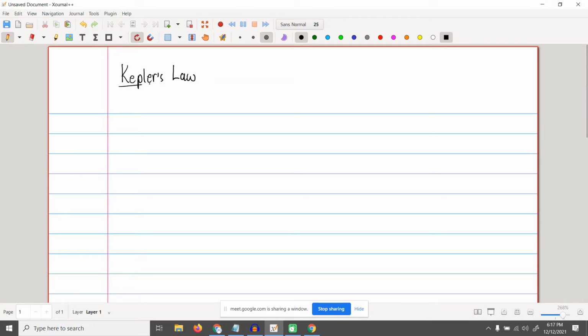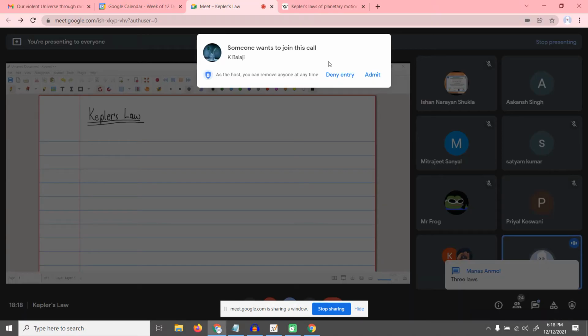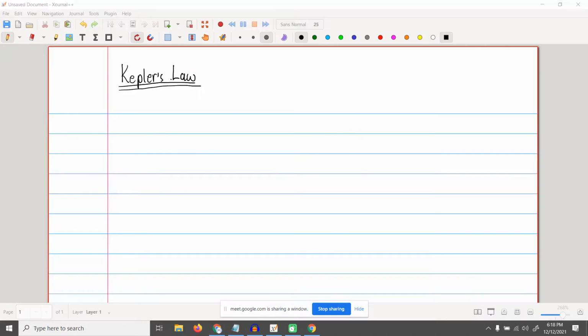According to me, Kepler's law describes the planetary motion. How many laws were there? Three laws. Okay, let's go with the first law. Which is the first law? The first law is the law of orbits: the orbits are elliptical and there are two foci. Elliptical. Okay, and the second one?